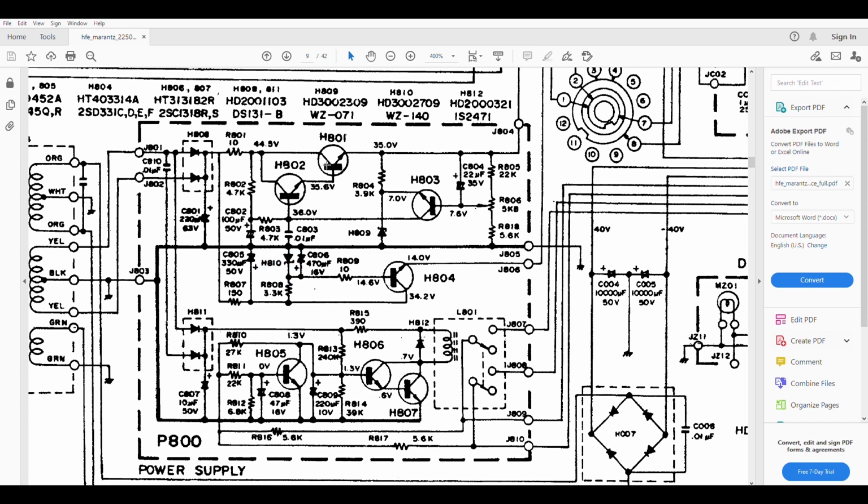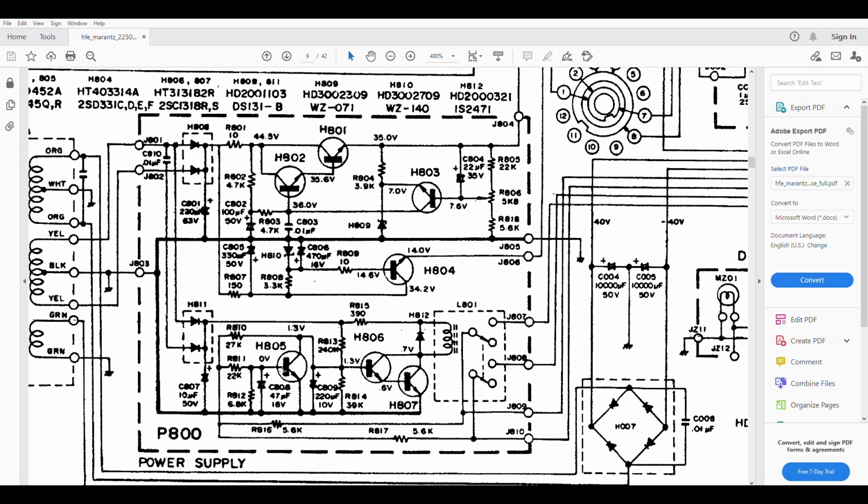And the schematic is great because it says right here, H810 is part number WZ140. Now I know from experience that this is a half watt 14 volt Zener diode, and that there should be 14 volts right here at this pin, and that's probably where the 14 volts comes from on this transistor. So I'm definitely going to pull H810 and check it to see if it's good when I'm working on the receiver. So I'll go to P800, the power supply board. That's the one with the relay you see right here, and then I'll see what happens.